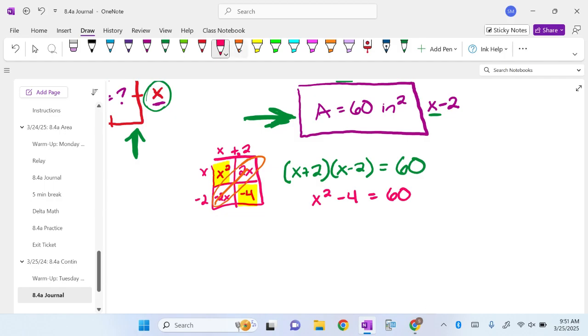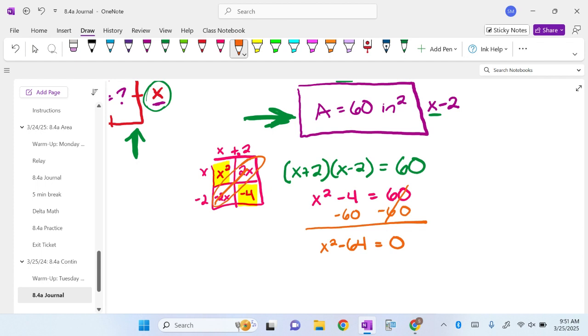Good. Why are we subtracting 60 to both sides? Because we want one side equal to 0. And which value would I subtract the 60 from? The negative 4, because we have to combine like terms. So this goes away. I get x squared minus 64 equals 0.